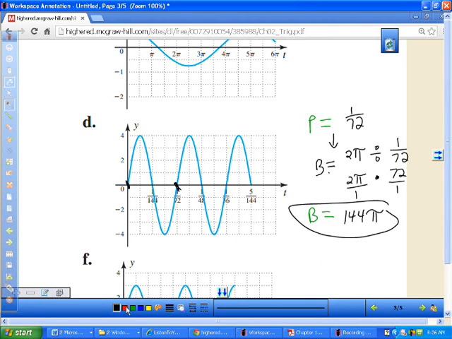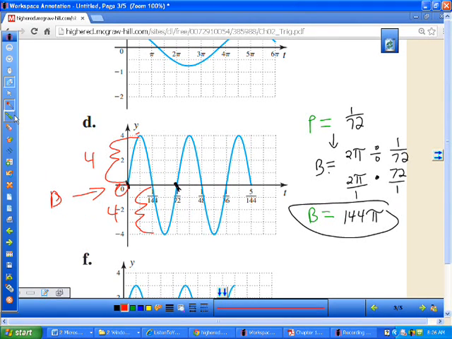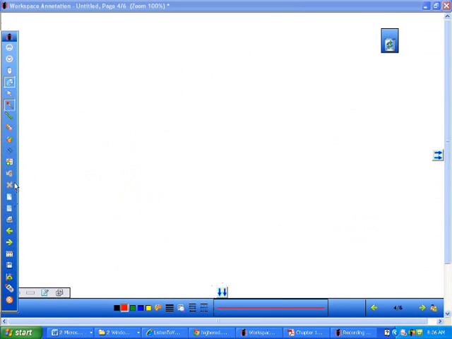Now, what about the amplitude? The amplitude is 4. It goes 4 up and 4 down. And my sinusoidal, my d value, is 0. Right? So we're able to write the equation on this. Here I'm giving you radians. These values could also be in degrees, so look out for some of the ones that I've given you before.